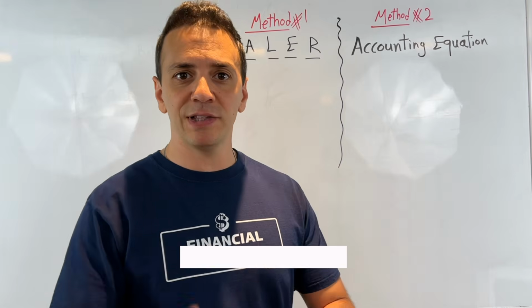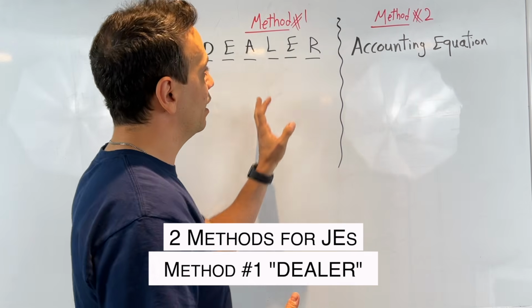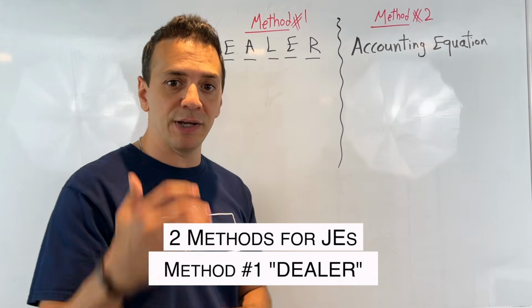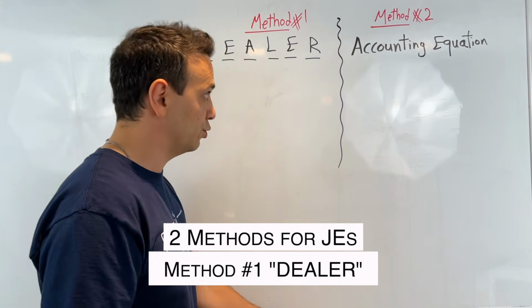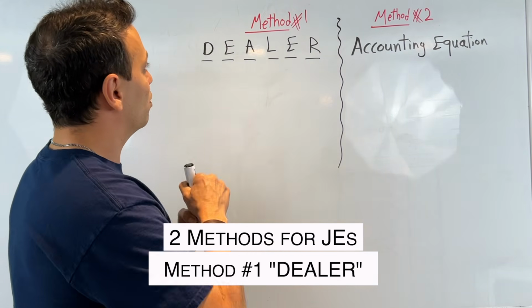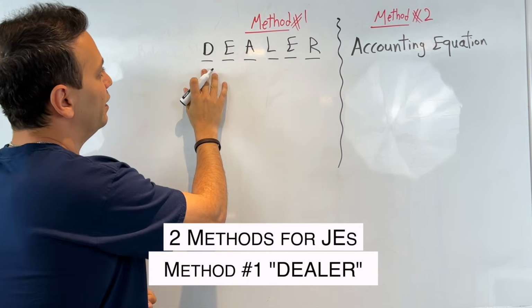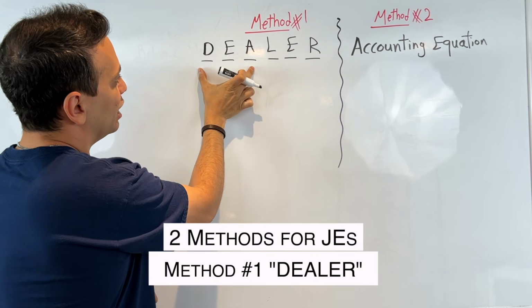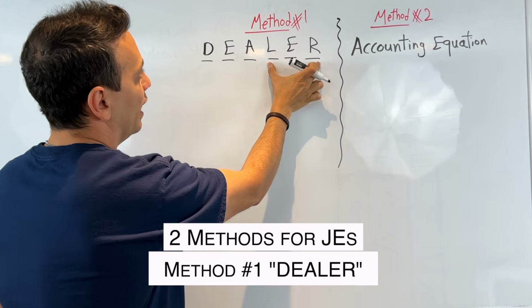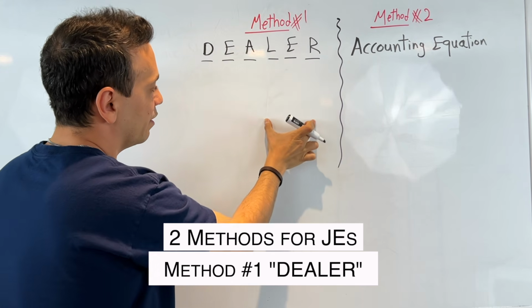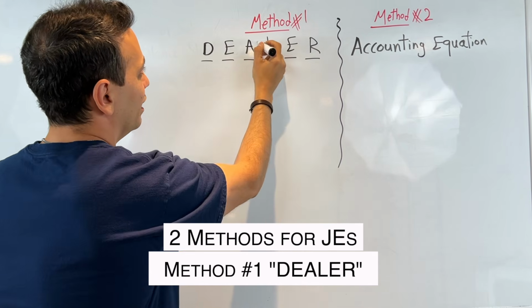All right, now enough of that, and let's jump into these two methods here and understand how they work, and then I'll give you some examples to illustrate these two methods. So for method number one, DEALER, this is an acronym that you remember. With DEALER, the first three letters are going to be the debit nature accounts, and the LER is going to be the second three letters that are going to be the other side.